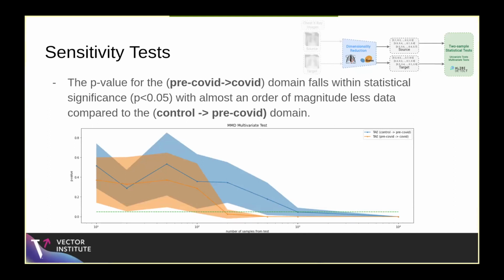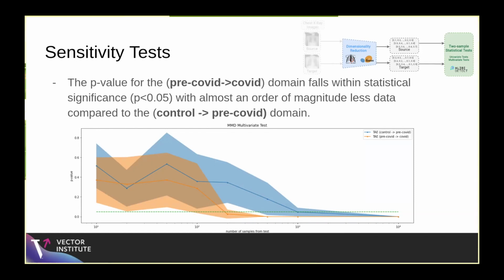So one particular plot that was pretty important for the study was when you look at the p-value for pre-COVID to COVID domain, and you overlay it on a plot of control to pre-COVID, so that's the blue line, and then pre-COVID to COVID is the orange line. And we use the best test we have, which is the trained autoencoder with MMD.